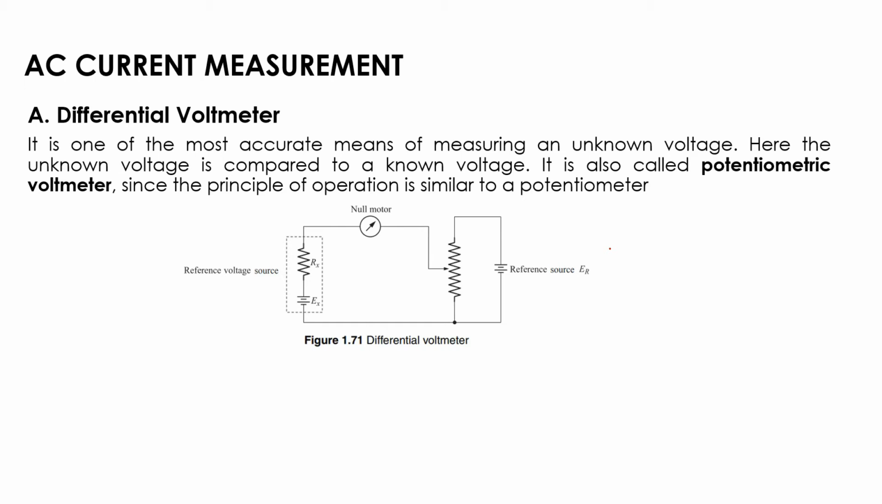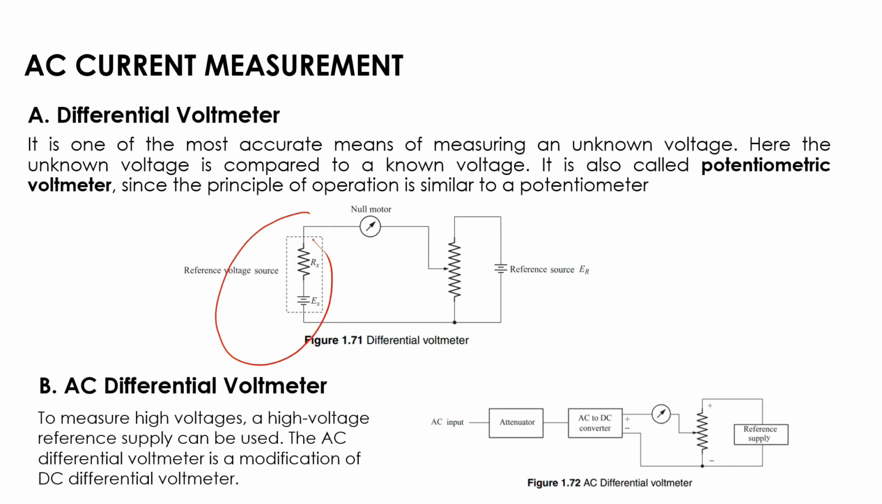After we talked about the voltmeter, this one is AC meter measurement, so it will be used to measure AC. The first one we can use is the differential voltmeter, and it is one of the most accurate means of measuring an unknown voltage. Here the unknown voltage is compared to the known voltage, which is the reference, and it is also called a potentiometric voltmeter, since the principle of operation is similar to the potentiometer.